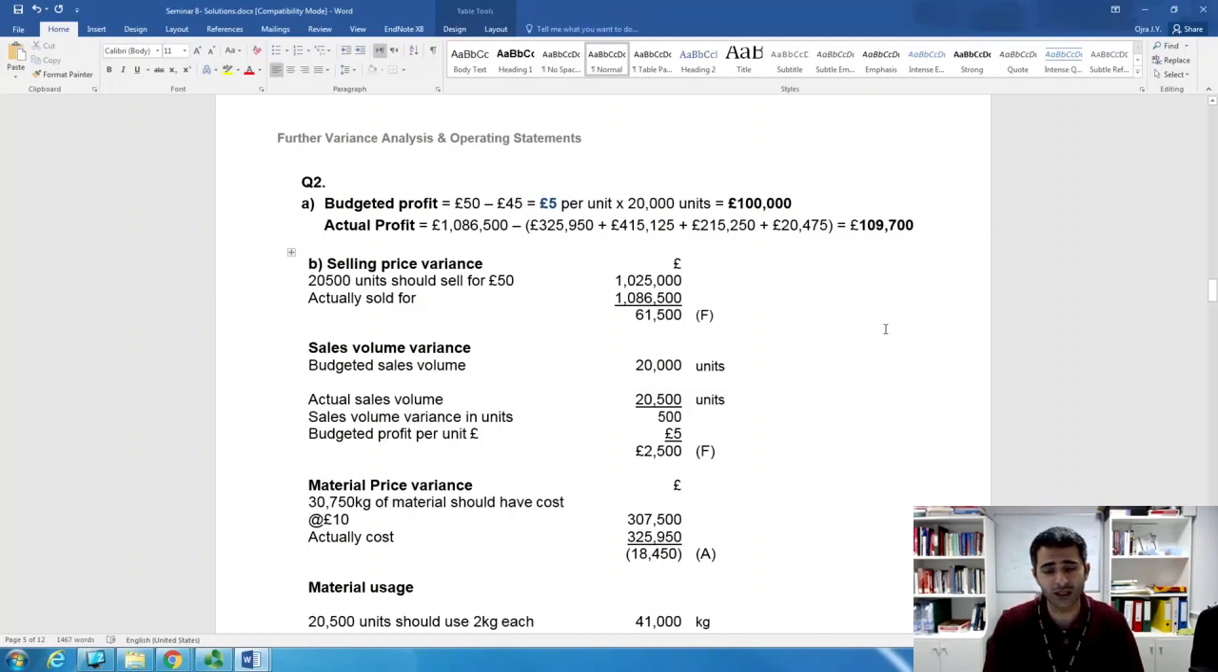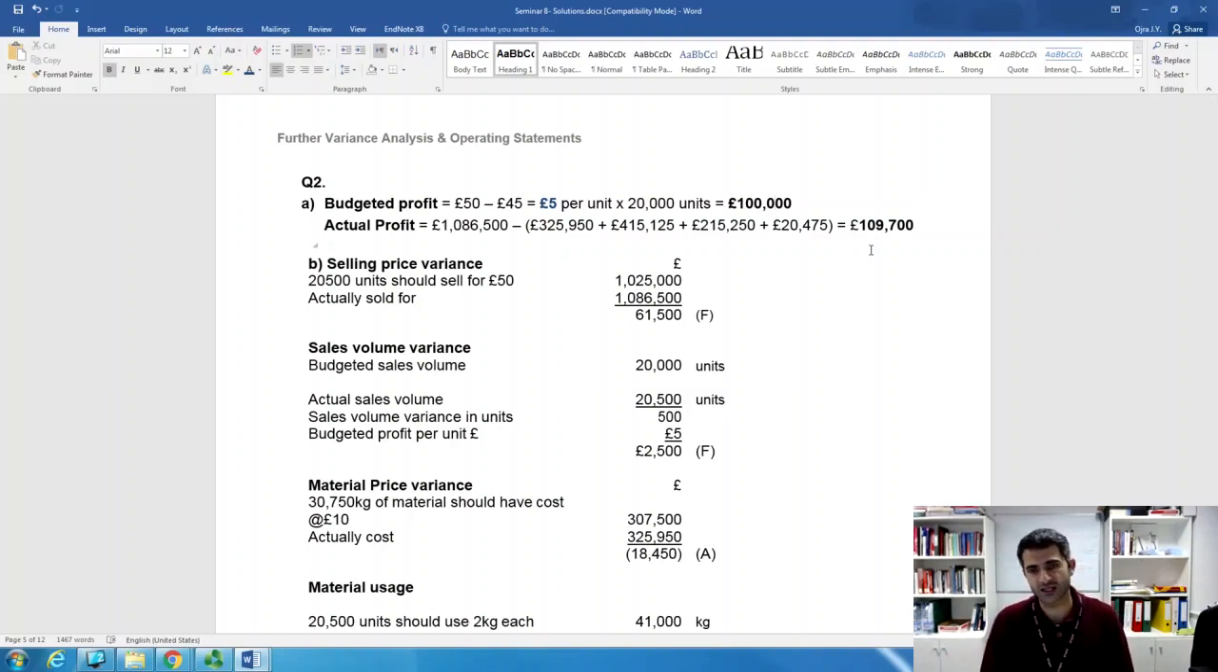So this is the way we calculate the budgeted profit and actual profit based on the absorption costing method. As you see, we included the fixed cost here. So now the budgeted profit is 100,000 and the actual profit is 109,700. As you see, this is a difference, isn't it? This difference is due to the variances. So now what's our job? We need to calculate all the variances, and after that we need to prepare the operating statement.